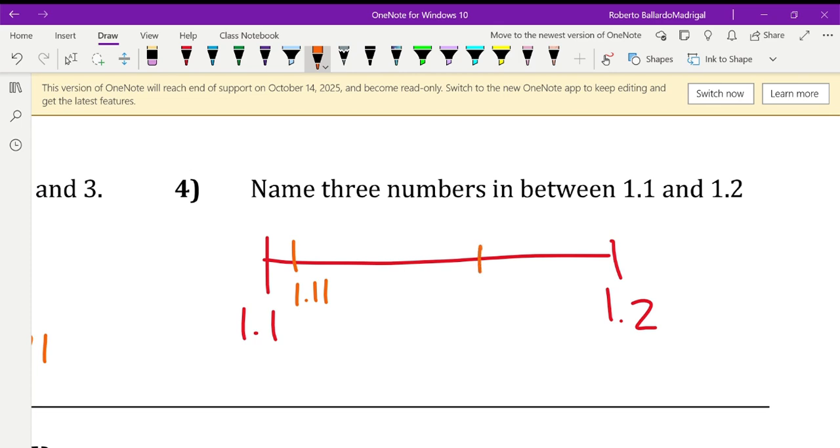Where were the? I think that's over here. 1.16. It's another number. Diana, take a guess. Wild guess. Yes, 1.12.